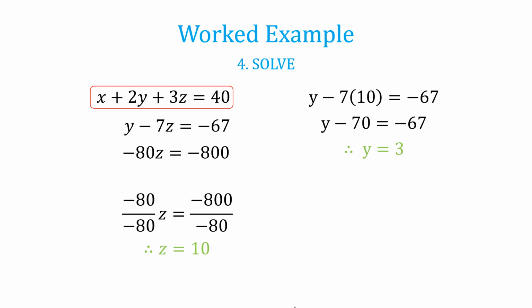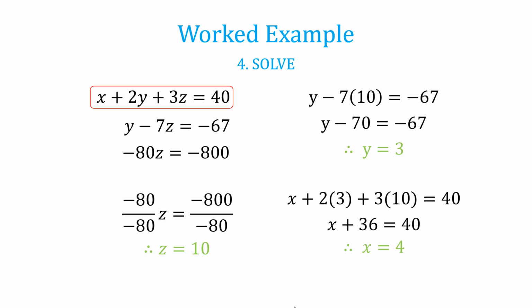Same again now, let's go up to the top equation. We have our value for y and we have our value for z. All we're going to do is pop those in the correct positions, and you can see that we get x plus 2 times 3 plus 3 times 10 equals 40, or in other words, x plus 36 equals 40. Taking 36 from both sides gives us a value of x equals 4.